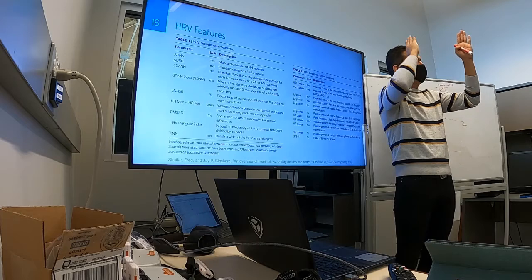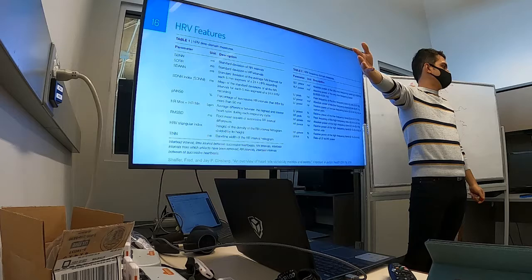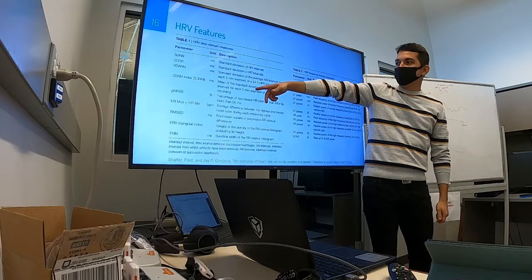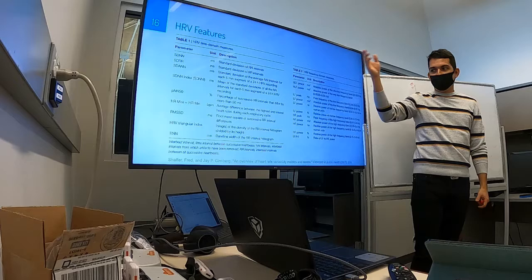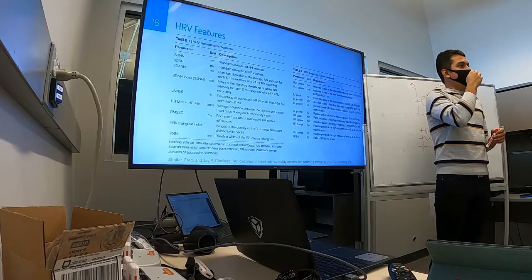Some people call it RR, but in the literature you will find NN, which is the normal intervals. So you have the standard deviation, the root mean square, and plenty of other metrics in the time domain. Time domain combines a little bit of both sympathetic and parasympathetic. Frequency domain is better at differentiating between sympathetic and parasympathetic.